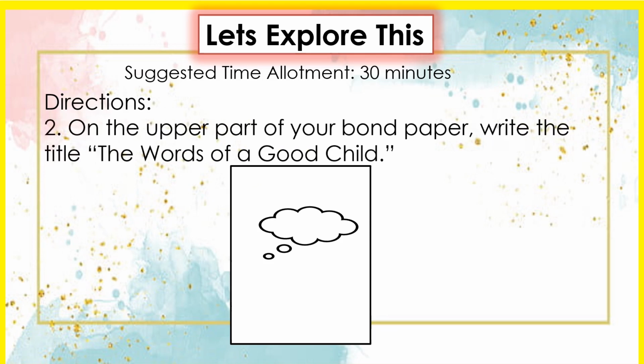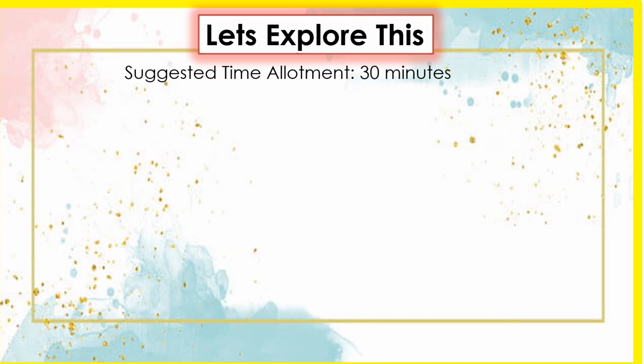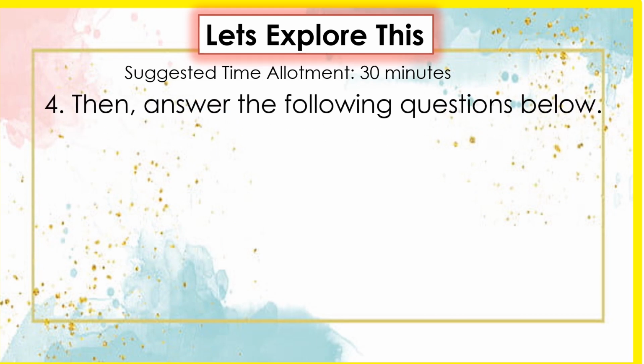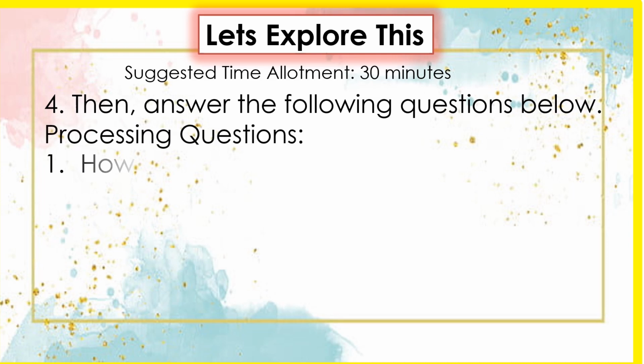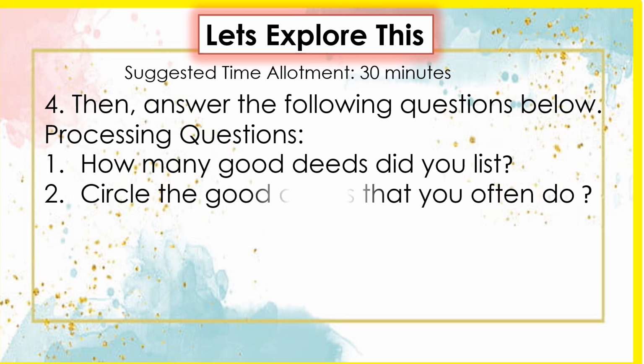For number 2, on the upper part of your bond paper, write the title, The Words of a Good Child. Okay, number 3, inside the speech bubble, list your good deeds during the quarantine period. You can write as many as you can. Okay, for number 4, then answer the following questions below. So here are the processing questions. For number 1, how many good deeds did you list? For number 2, circle the good deeds that you often do.